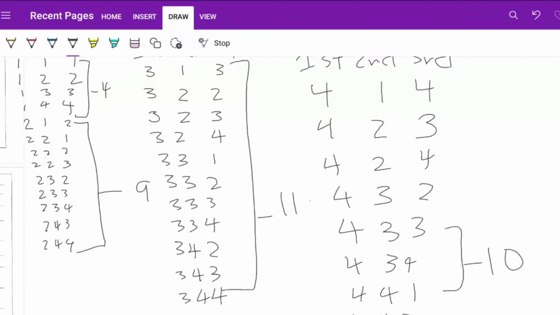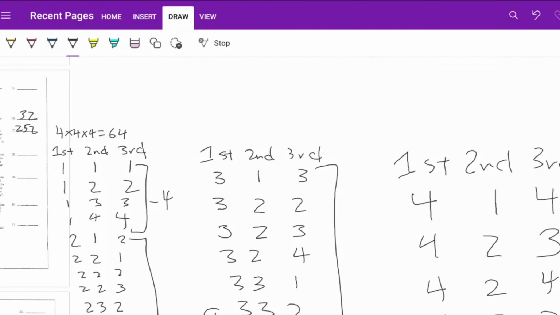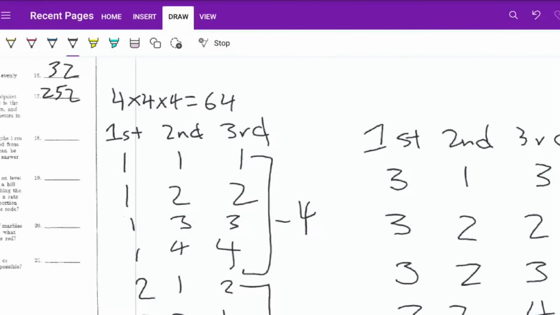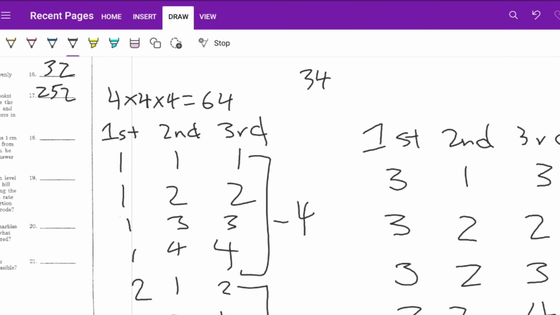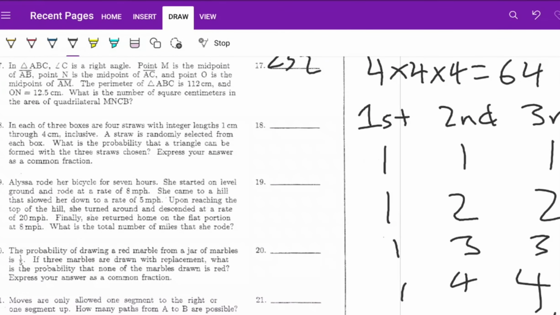And then we can count the total amount. So 9 plus 11 should be equal to 20. And then 20 plus 10 is equal to 30, 34. And so our answer should just be 34 over 64. And it asks us to express it in a common fraction. So this can be reduced. They both have a factor of 2, so 17 over 32. So our answer should be 17 over 32. That's the answer for number 18.